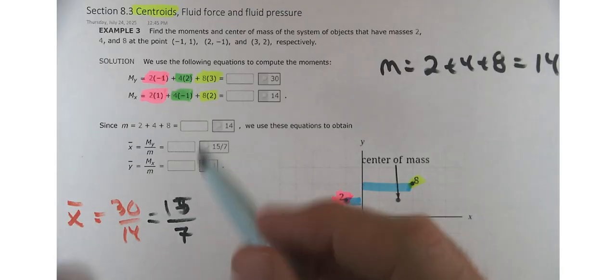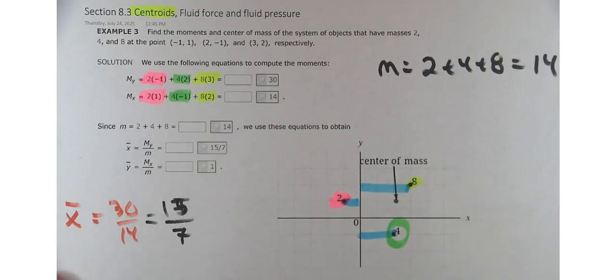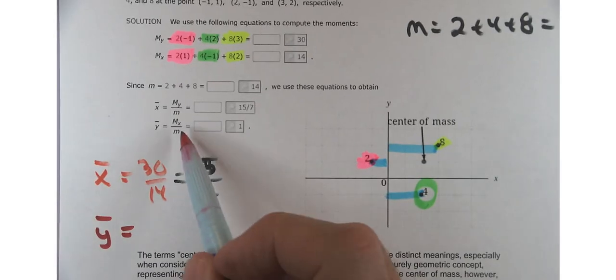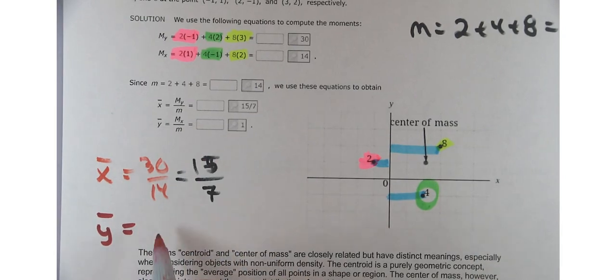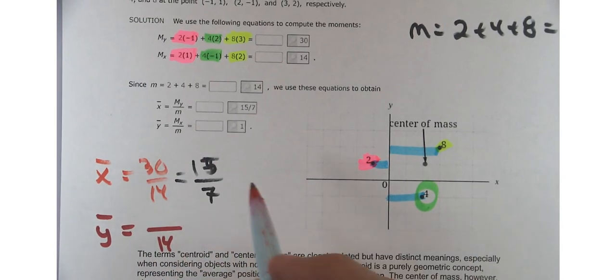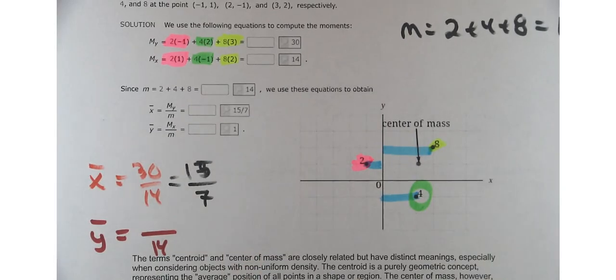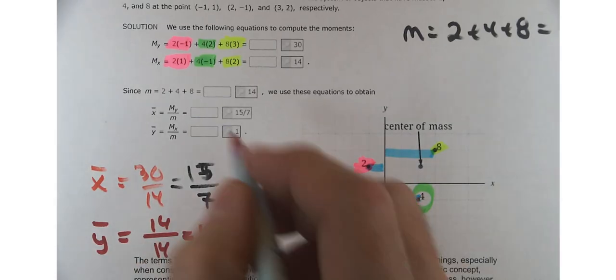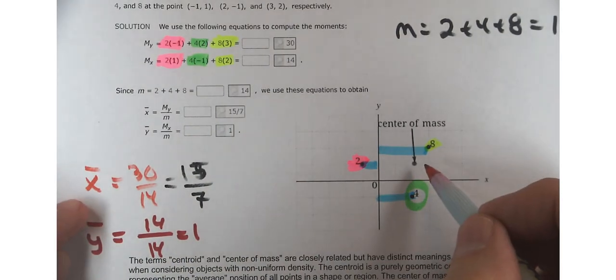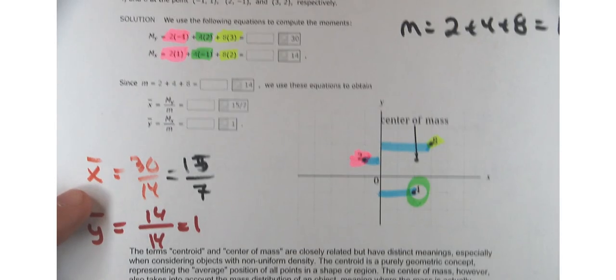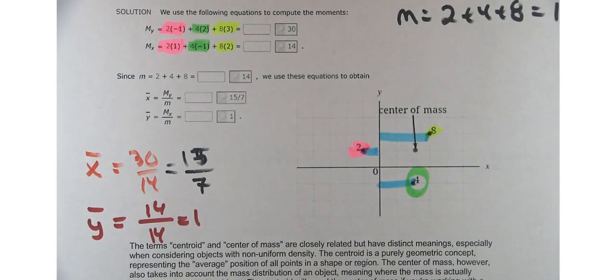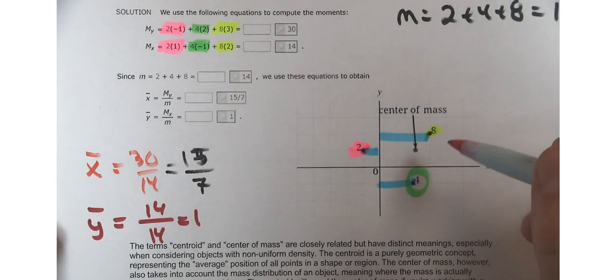In a similar way, we want to get y bar. That's going to be m sub x divided by m. So again, we're going to be dividing by 14. This time we're going to have a 14 itself. 14 divided by 14 is going to give me a 1. So there's your center of mass here, or really the centroid for this. Well, I guess center of mass would be the appropriate term in this case for this region.